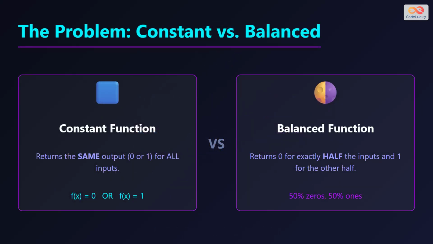Let us define the problem. Imagine we have a black box function, often called an oracle. This function takes a binary string of zeros and ones as input and outputs either a 0 or a 1. We are promised that this function is one of two types, either constant, meaning it outputs the same value for every single input, or balanced, meaning it outputs 0 for half the inputs and 1 for the other half. Our goal is to determine which type it is.